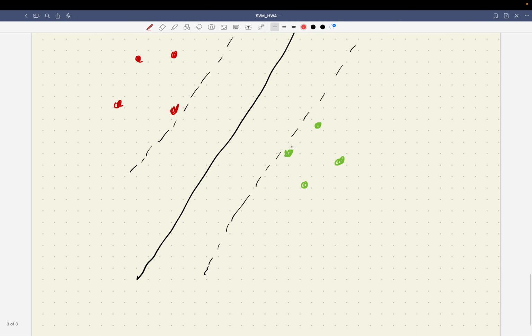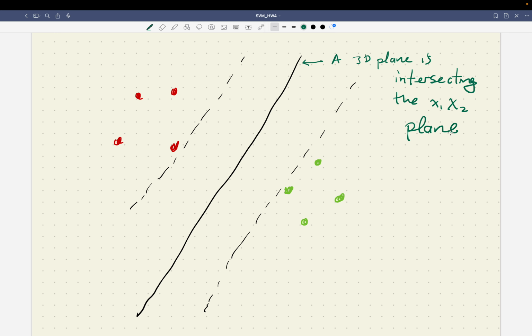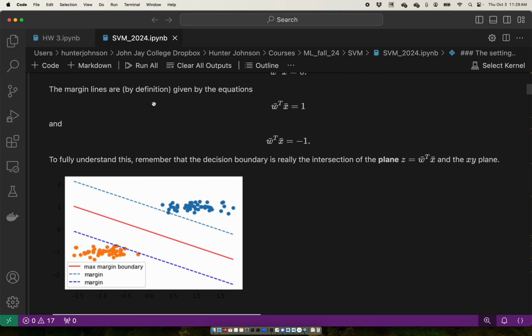All right, so in order to start describing the constrained optimization problem that will result in the maximum margin boundary, we need to talk about the mathematical formulation of what's going on with these margins. So the way we set up the math is you have to imagine we're looking at a two-dimensional plane from above, but what the decision boundary really is, is where a 3D plane is intersecting the x1, x2 plane. I will try to help you visualize that, but it's going to be subject to my ability to draw. I think there's a better picture over here in the notebook.